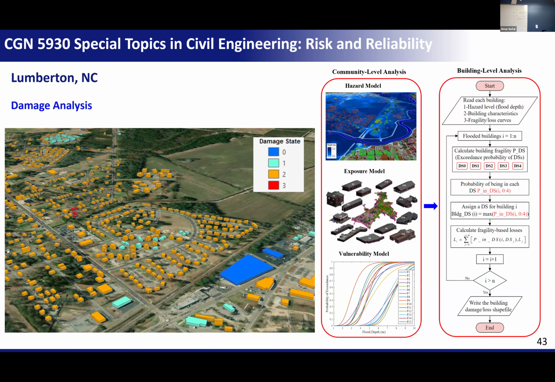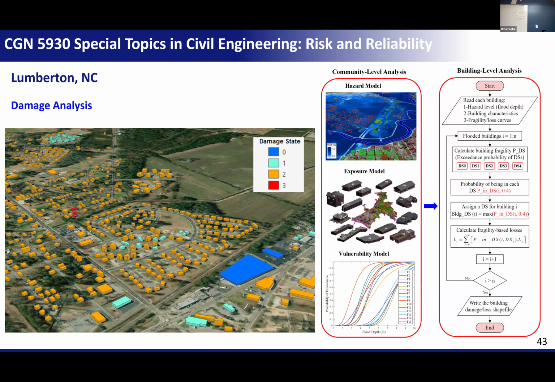So last time, for example, if you remember the community that we started talking about, Lumberton, North Carolina, we modeled the hazard, the exposure, the vulnerability. And then at the end, once I use all this information, I can predict the damage, or the potential damage, that is going to happen to each building.